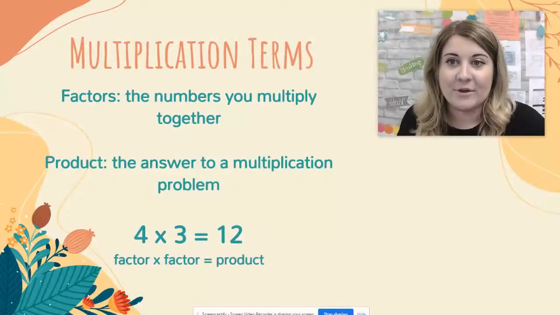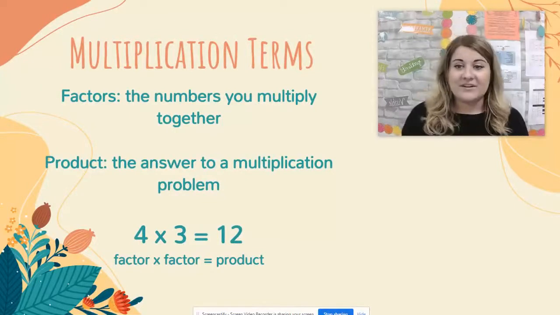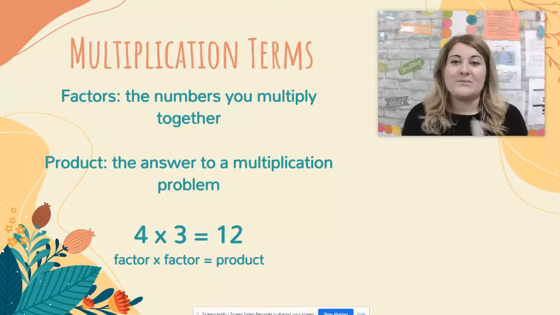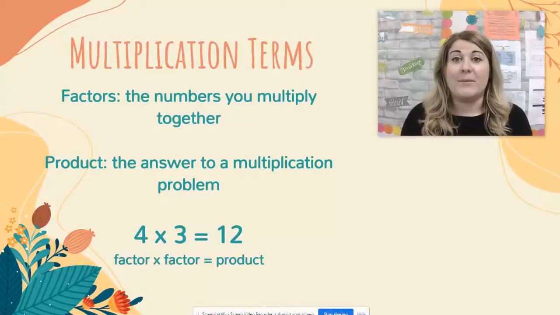Now, let's talk about some multiplication keywords. All right, we've got factors and we've got a product. Our factors are the two numbers that we are multiplying together. So 4 times 3, both of those would be our factors. The answer to a multiplication problem is called a product.